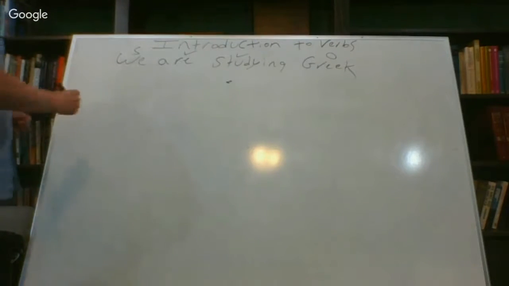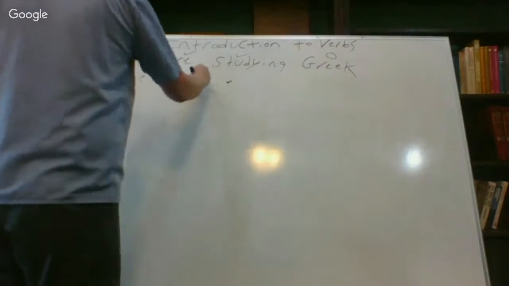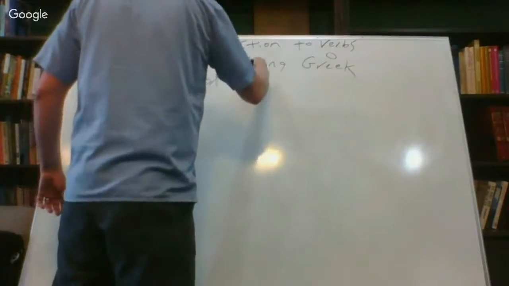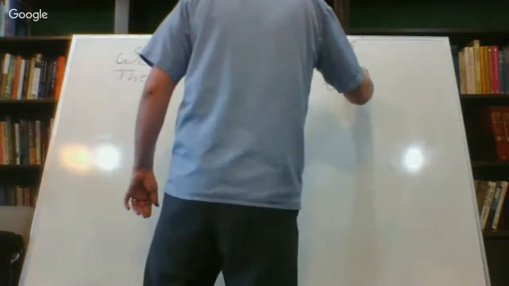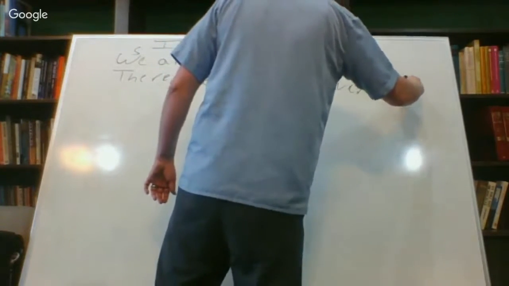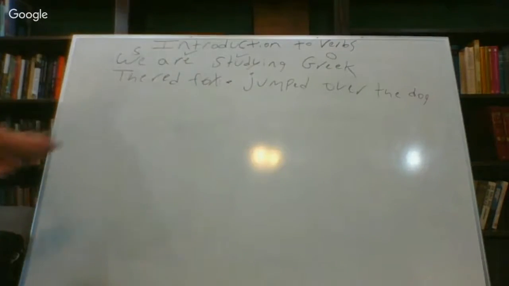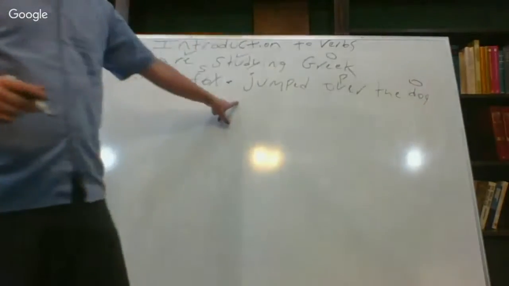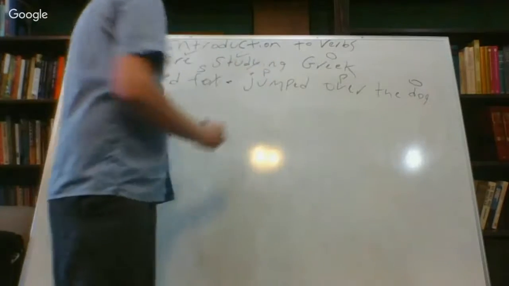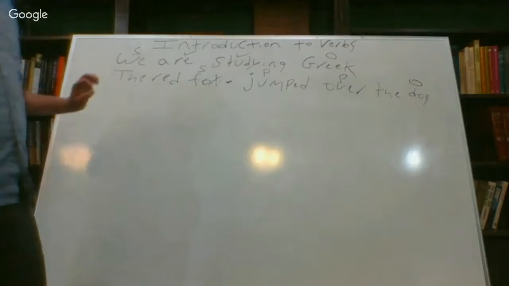going on here. But in our fun sentence here, the red fox jumped over the dog. So, again, what's our subject? Fox. Our object is dog. Preposition over, and our verb here is jumped. This is an action. We're being told what's happening with, or what's going on with the fox.